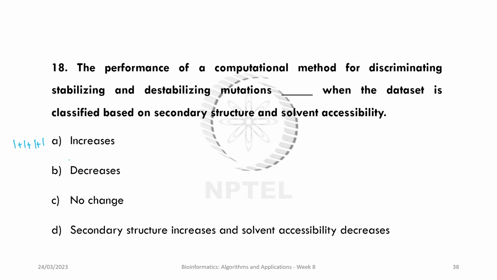All of you are right. So it increases. The performance of a computational method will definitely increase when the dataset is classified based on secondary structure as well as solvent accessibility. It makes it better, right?